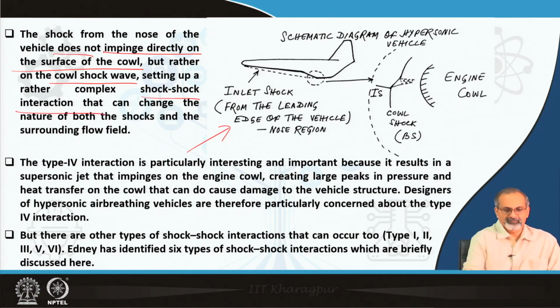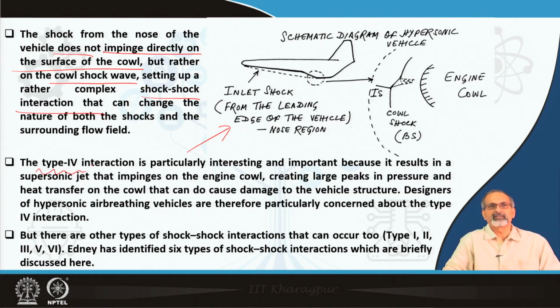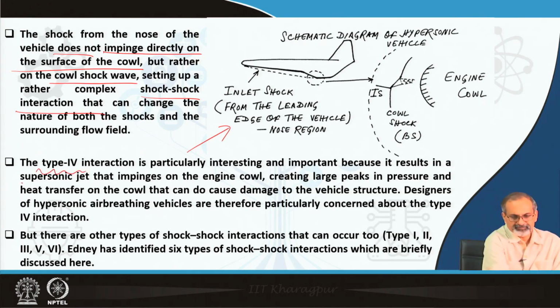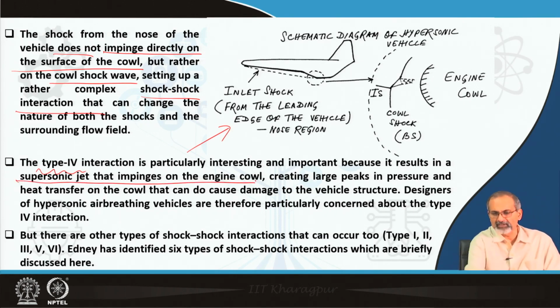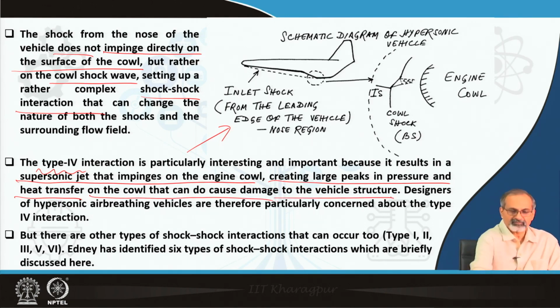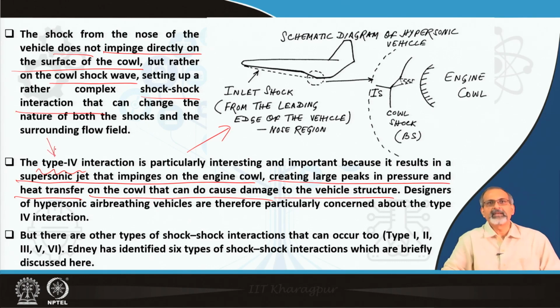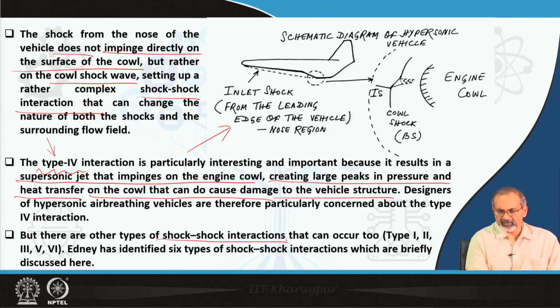flow field. The type 4 interaction is particularly interesting and important because it results in a supersonic jet that impinges on the engine cowl, creating large peaks in pressure and heat transfer on the cowl that can cause damage to the vehicle structure. So, it seems there are many types, and there is a type 4 which the designers of hypersonic air breathing vehicles have to be particularly careful about. The other types of shock interactions are typed as 1, 2, 3, 5 and 6.